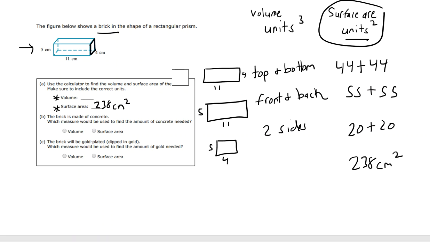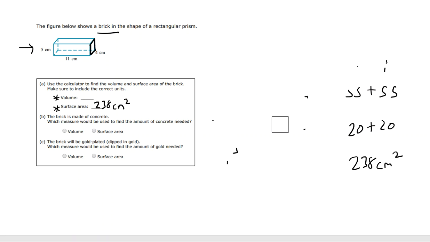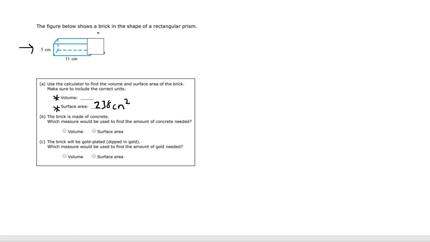Now we're going to erase all of that, and we are going to do the volume. Okay, so remember, to find the volume, you figure out what the primary shape is of the 3D figure, and then you multiply that by the length that it's been extended. Okay, so the primary shape right here, this is a rectangular prism. So the primary shape is a rectangle. The area of this rectangle, 5 times 11, is 55.